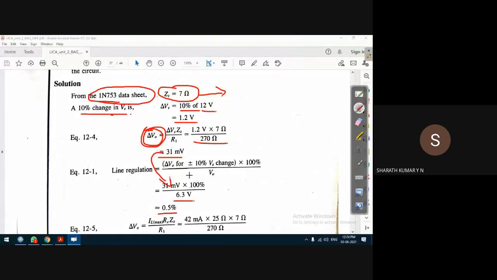Line regulation, as the name suggests, is how a 10% change in the supply voltage results in a change in the output voltage. The ratio, delta V naught, is supposed to be minimum ideally for the maximum change in the supply voltage. Theoretically it should be 0%, but practically that is not possible. Though it is supposed to be the least possible value, 0, we still get around 0.5%.